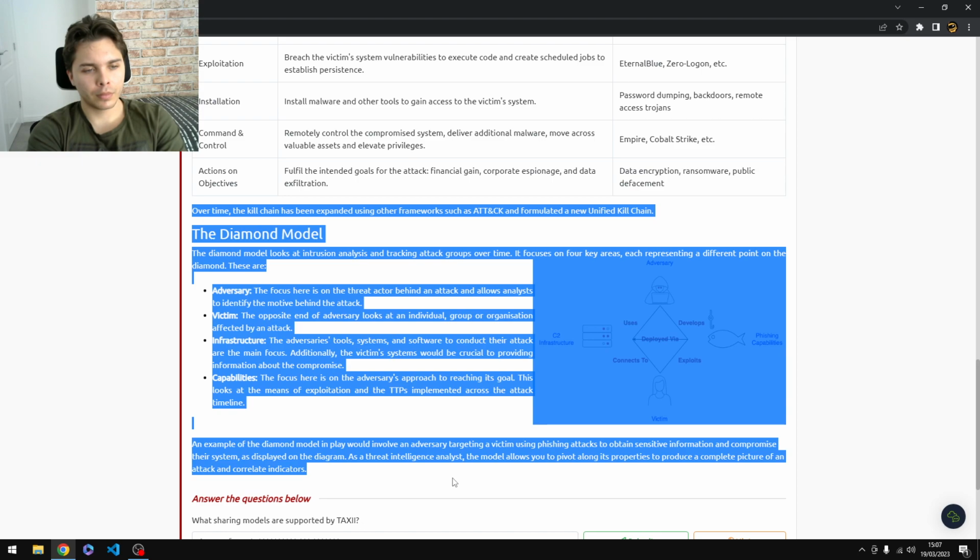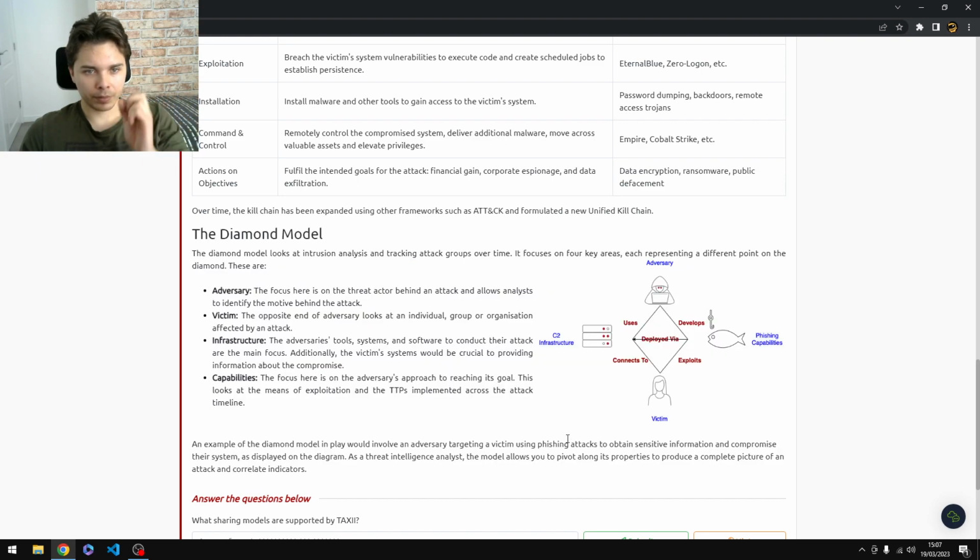An example of the Diamond Model in play would involve an adversary targeting a victim using phishing attacks to obtain sensitive information and compromise their system, as displayed on the diagram. As a threat intelligence analyst, the model allows you to pivot along its properties to produce a complete picture of an attack and correlate indicators.